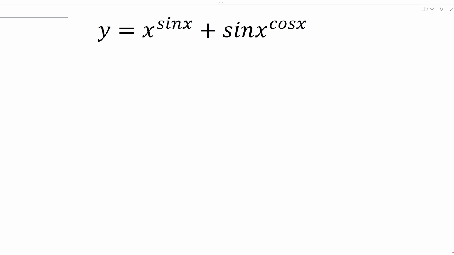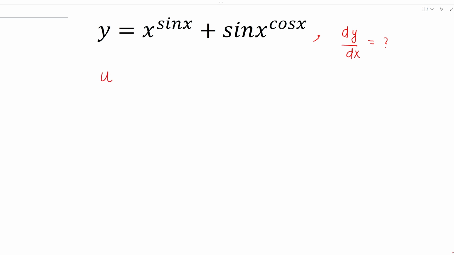Hi everyone, here is given that y equal to x to the power sin x plus sin x to the power cos x, and we have to find the value of dy by dx. So let's start.